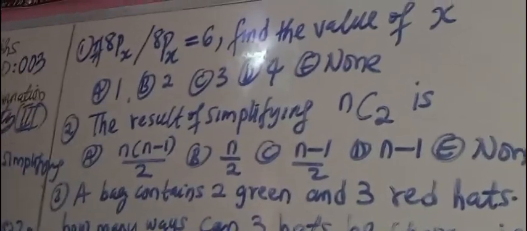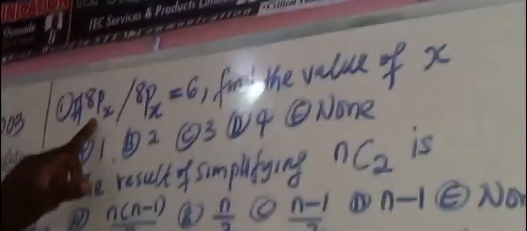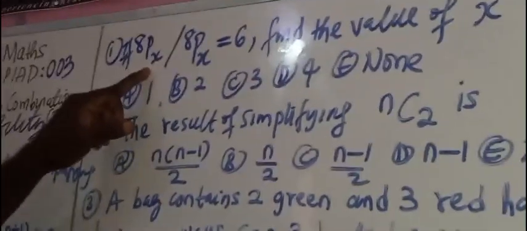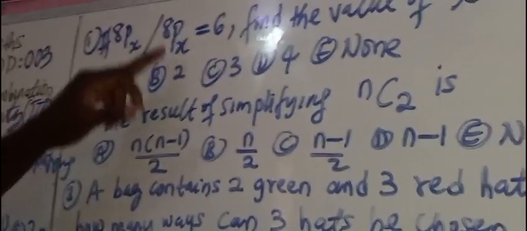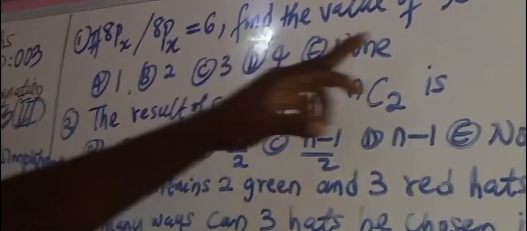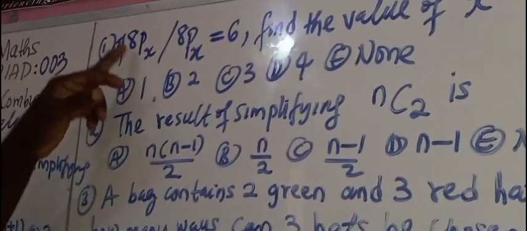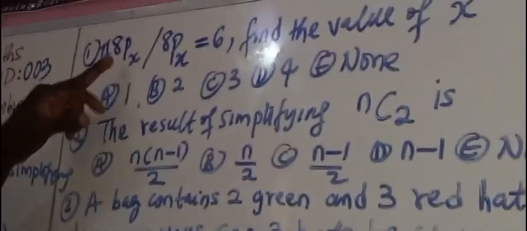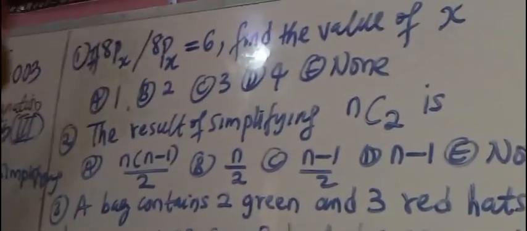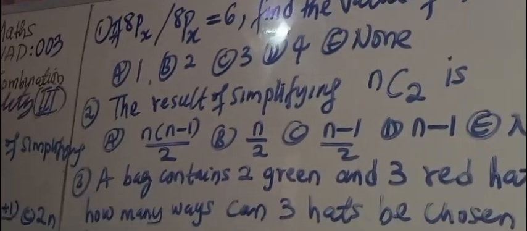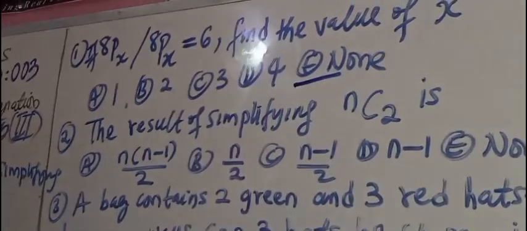Let me just, this is our question number 7 here. Please, cameraman, put it properly. Now, if you look at this question number 1, if 8 permutation x divided by 8 permutation x is equal to 6, find the value of x. It is not possible because this is exactly the same thing. 8 permutation x divided by 8 permutation x is 1. And so once this cancels, x does not exist. So the answer is none. So let us not waste time on that.